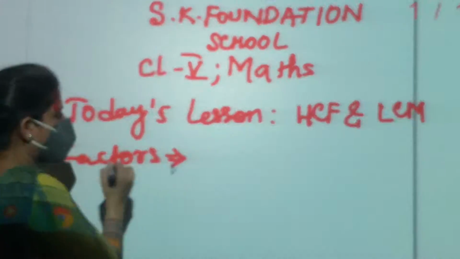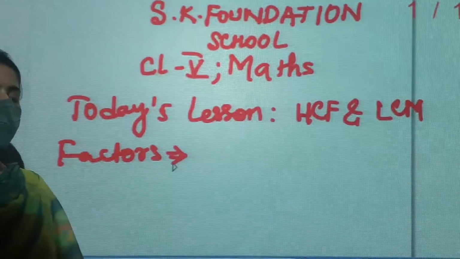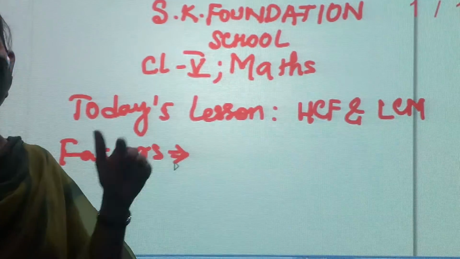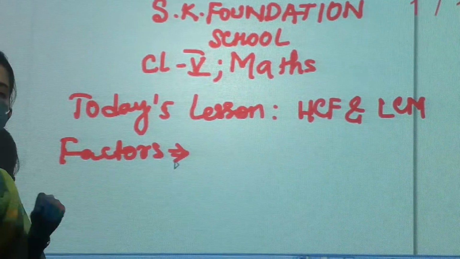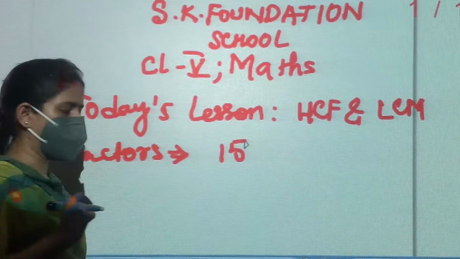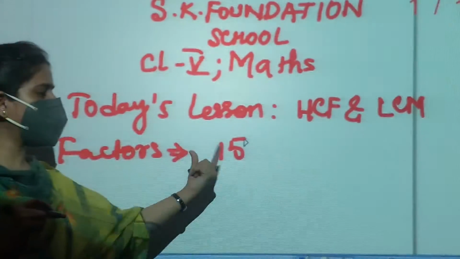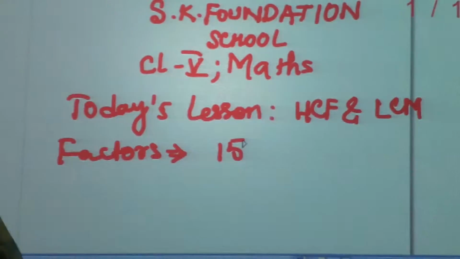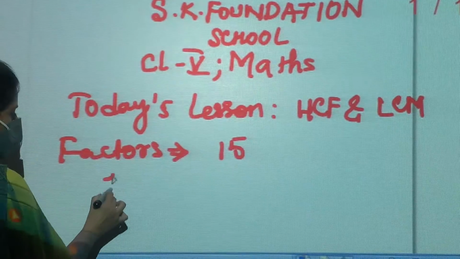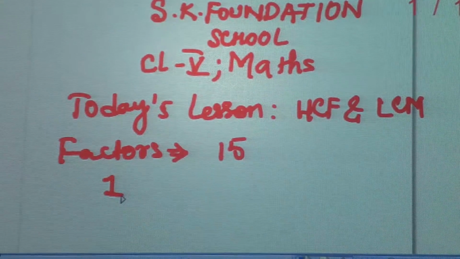Factors means a number which is divisible. A number which divides the other number is called the factor of the other number. Say 15 is the number. Which number can divide 15? Let us find out. Can 1 divide 15? Yes.